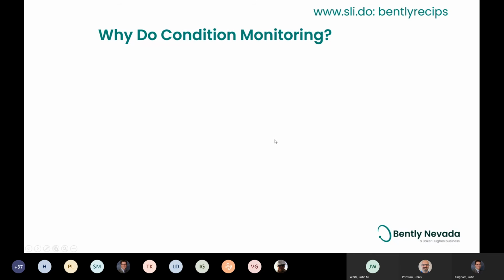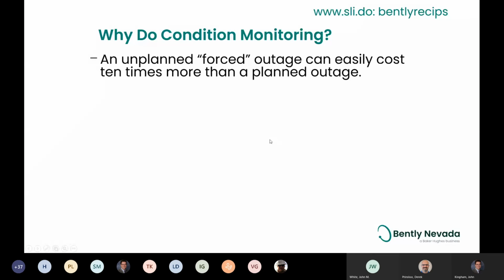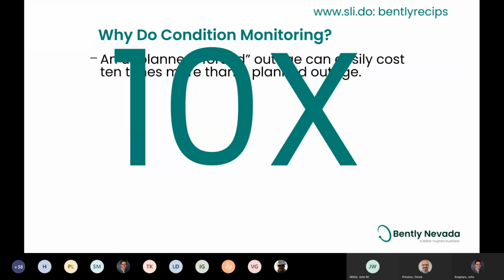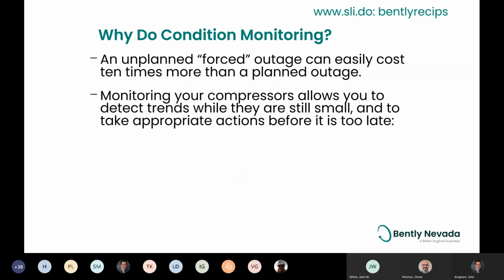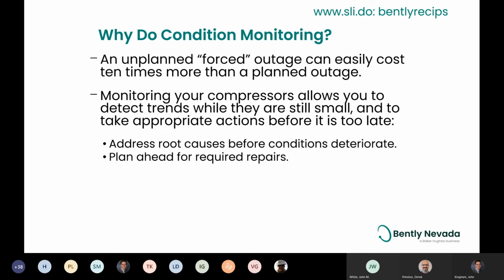Why do we do condition monitoring? An unplanned outage can easily cost 10 times more than a planned outage. And that 10 times, as you can see, is a big number, right? So monitoring your compressors allows you to detect trends while they are still small and to take appropriate actions before it is too late. You can address root causes before conditions deteriorate, and you can plan ahead for required repairs.